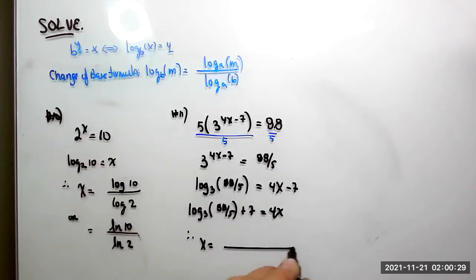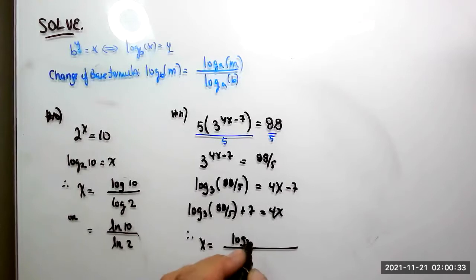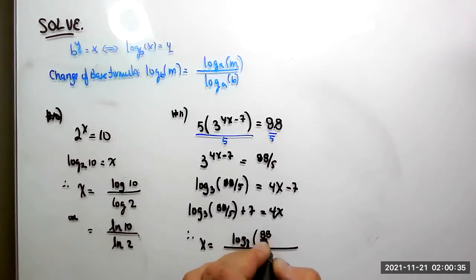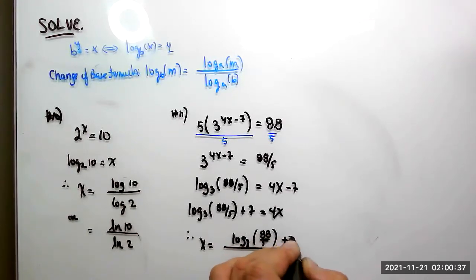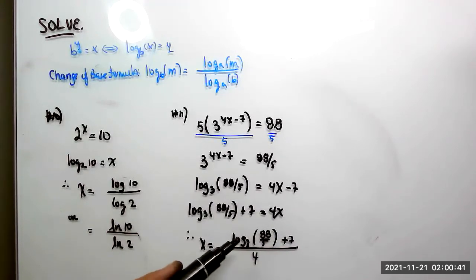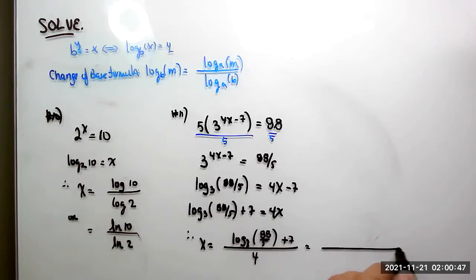Therefore, x equals log base 3 of 88 fifths plus 7 over 4. My calculator cannot find log base 3, so I must change base. So this is the same thing as what?